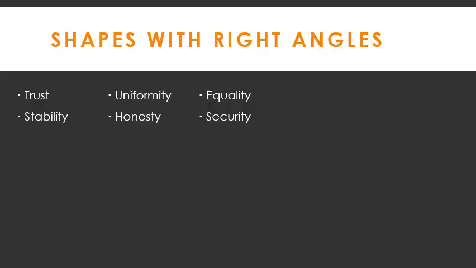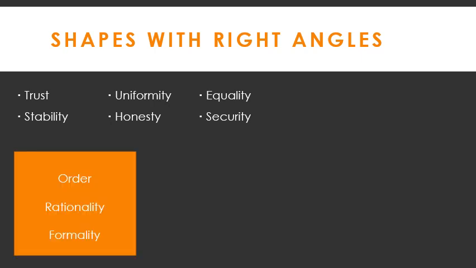So first we're going to talk about different geometric shapes, and within the geometric shapes family, each type of shape implies slightly different characteristics. So we'll go through those first. We're going to start with shapes with right angles. In general, shapes with right angles imply trust, stability, uniformity, honesty, quality, and security. And then more shapes with right angles would be things like a square, and a square in particular really connotes order, rationality, and formality.